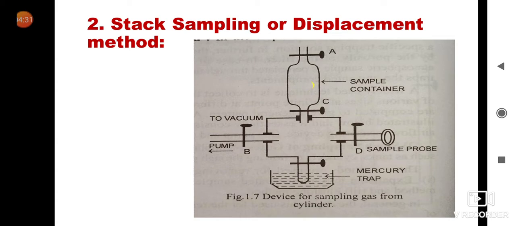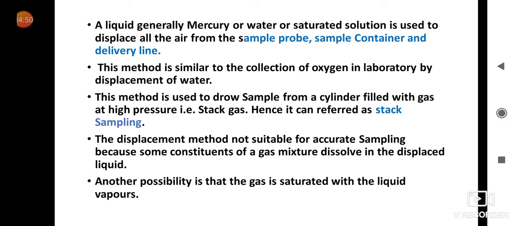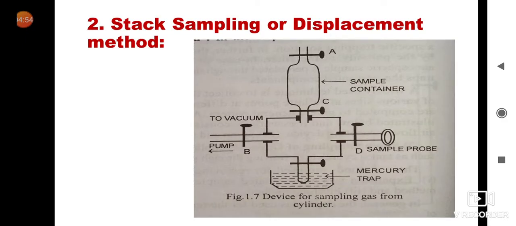The gas will come from the sample probe, and in between there is a delivery line. Delivery line means a very long tube. That tube is called the delivery line. The gas coming inside the container will take the place over the liquid which is already present in the sample container.